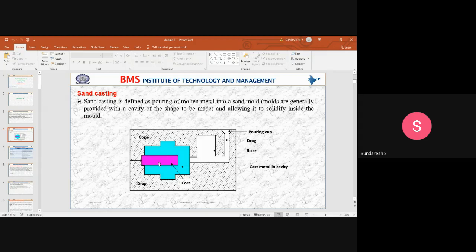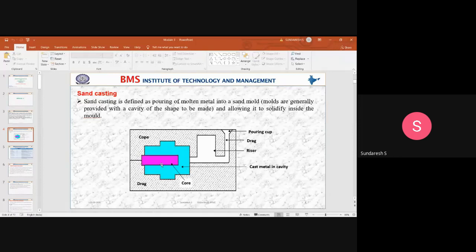I think you can see another thing over here. It is called a core. Can you see this core, which is in the pink color? Yes, sir. What is the use of a core in casting? Anybody? Core. To provide internal cavity. Very good. So, to make the holes.